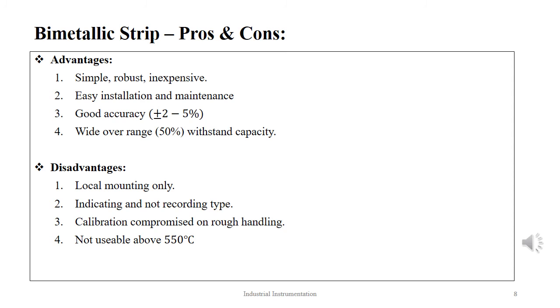The advantages that are offered with the bimetallic strip are it is simple in design, robust in build and inexpensive in cost. The device is easy to install and maintain. It can tolerate an overrange of up to 50%. The device has an accuracy of plus minus 2 to 5%.